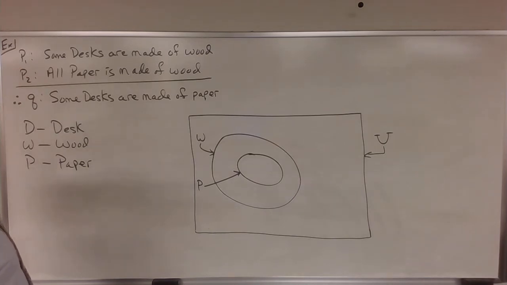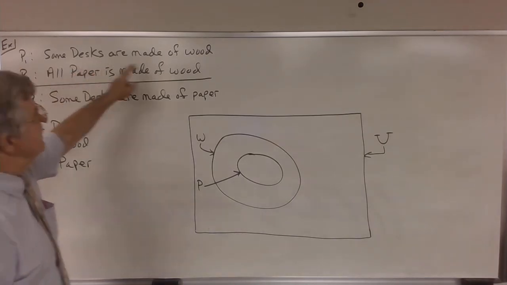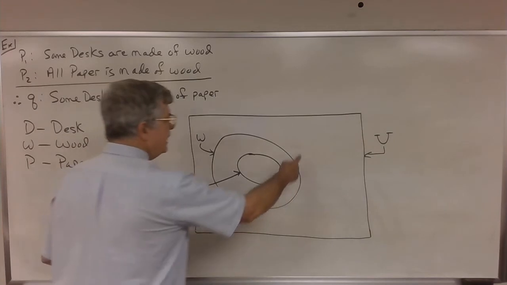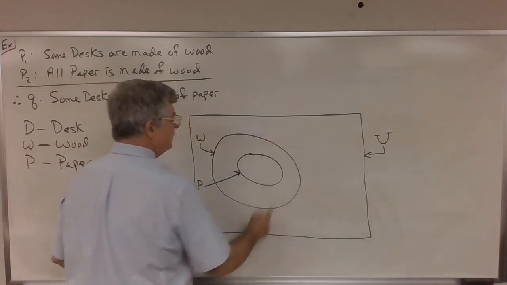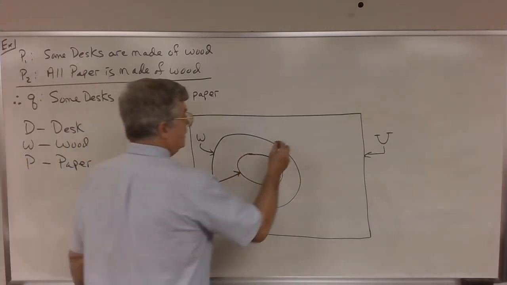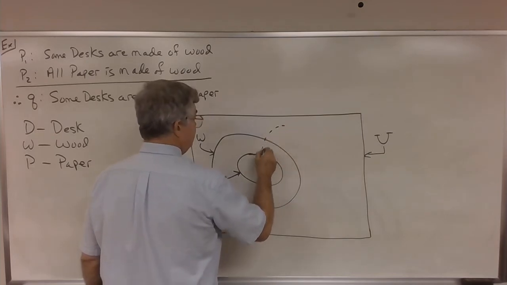Now let's see. Some desks are made of wood, so we have to have the desk circle intersecting the wood circle. But at the same time, we want the conclusion to be false. So let's see, I could draw premise 1 this way. Here's my desk circle.